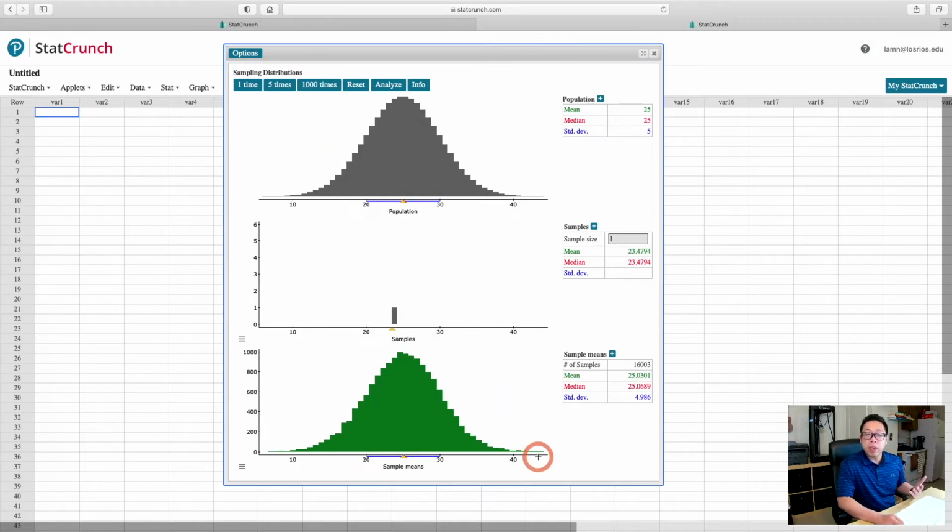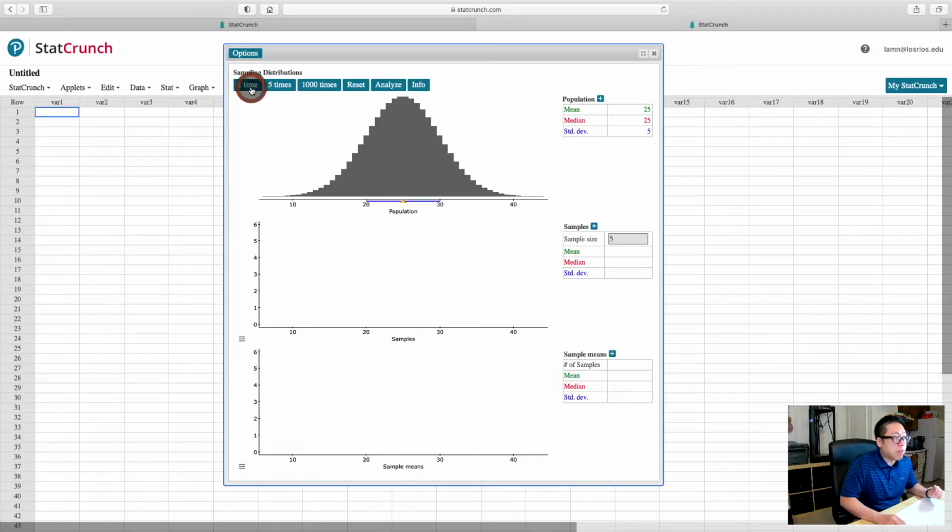And look at the picture that I get. Notice that the picture looks roughly the same as the original. The mean of the bottom picture, 25.0301, is roughly the same as the original, which was 25. Standard deviation, 4.986, is roughly the same as the original, which was 5. That's picking one random student. Everything stayed the same. What happens now if I increase the sample size to 5?